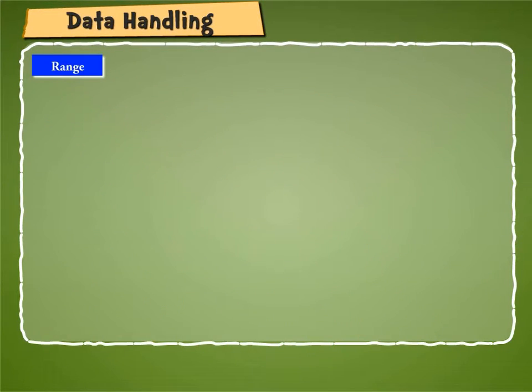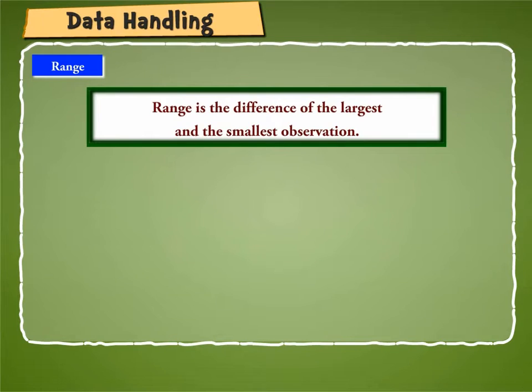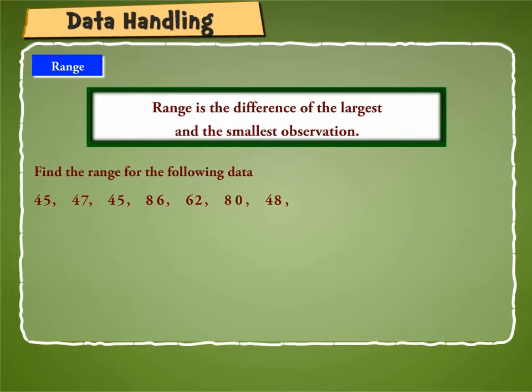Let us now talk about range. The range tells us how widely spread the numbers are. Range is the difference of the largest and the smallest observation. For example, let us find the range for the following data: 45, 47, 45, 86, 62, 80, 48, 41, 31, 51, 99, 80, 78.